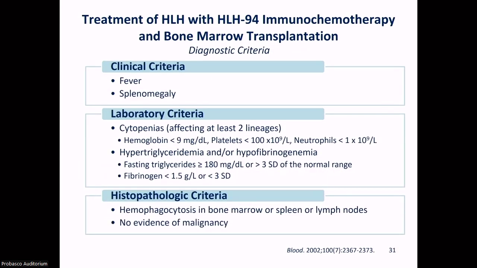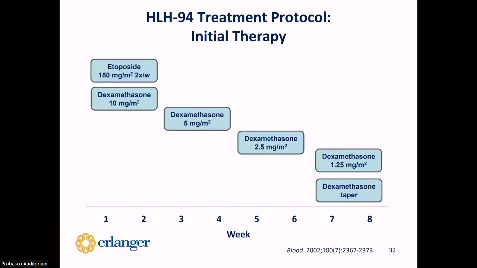This is the diagnostic criteria for completeness sake, but we can see here that overall it's very, very similar to the HLH 2004 criteria. This is the HLH-94 treatment protocol. This is their initial therapy. So this therapy spanned from weeks 1 to week 8 and included both etoposide and dexamethasone.